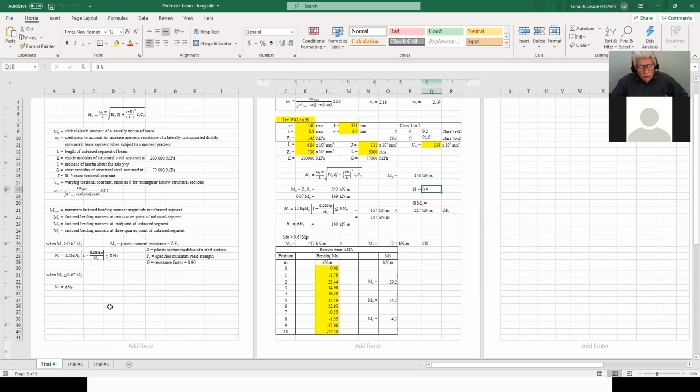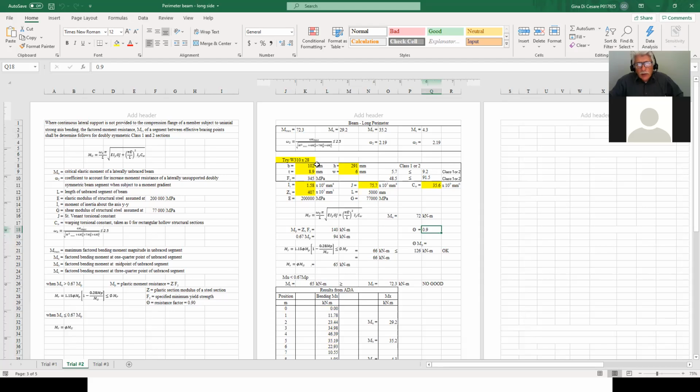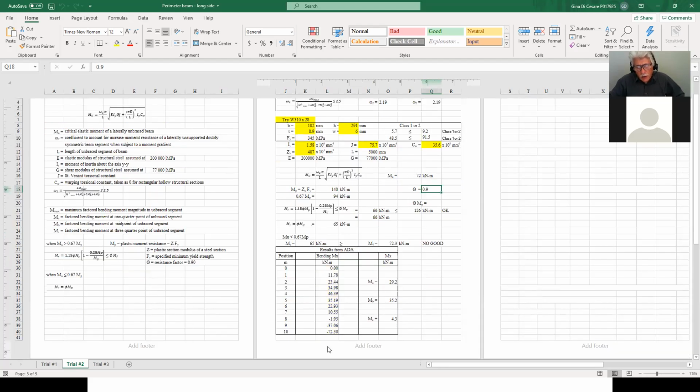All I do is copy this and put it on another sheet. I did a trial number 2, and I tried a W310 by 28. I put all the values for W310 by 28, simply copied and pasted from my ADA results. When you do your ADA, you should be getting the same values of MX, identical no matter which side you're looking at. I just copy and paste them here. And of course, here, this is too small.